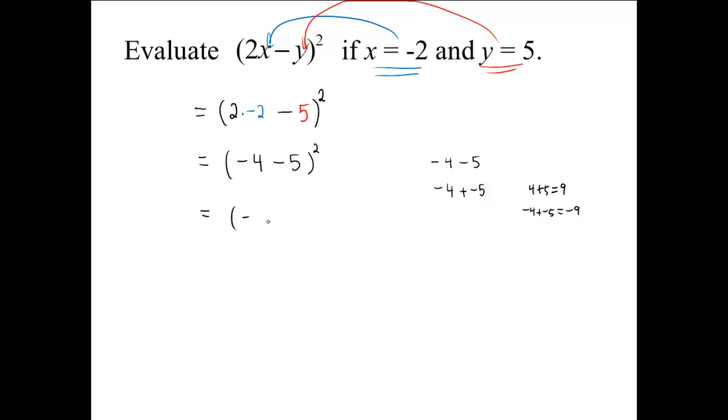So we have -9 in parentheses to the second power. This exponent applies to this -9. So we have -9 times -9. Negative times negative is positive. Our answer is 81.